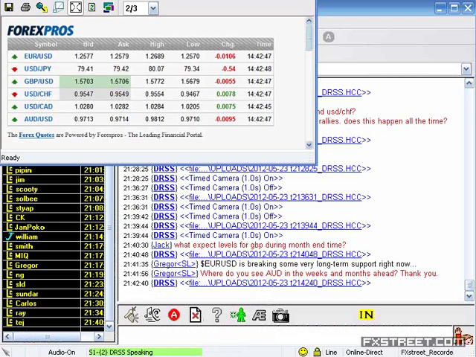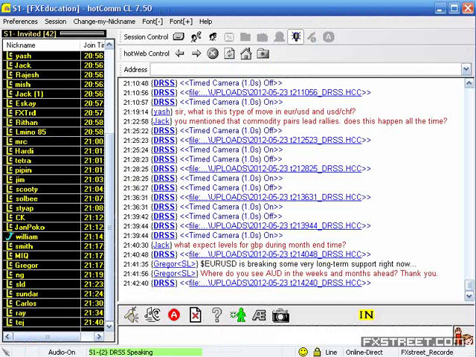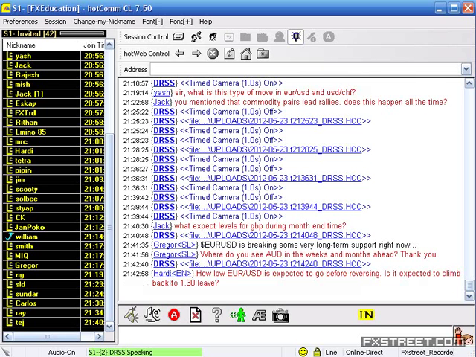Then Jack says: you mentioned that the commodity pairs lead the rallies. Does it happen all the time? Yes, sir. Watch it carefully and you will be able to understand it. It will lead the rally and then lag behind. Once it lags behind, you have to understand that they wanted to reverse it.